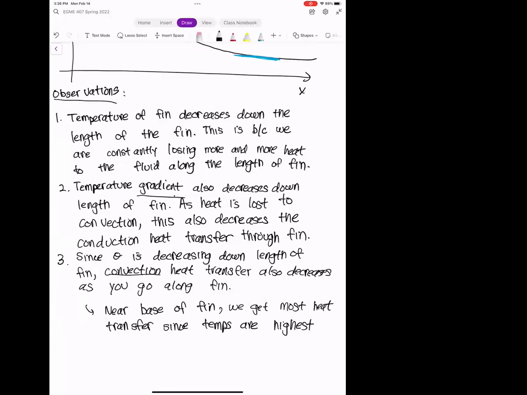And so from a design perspective, this tells you that if you have the choice between making a long fin and a really, really long fin, then inch per inch, or foot for foot, each more material that you add to the end of the fin is not going to give you as much bang for your buck, because most of the heat transfer is going to be occurring at the base of the fin.